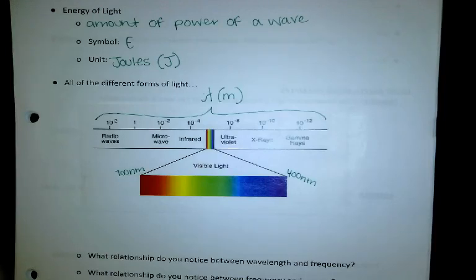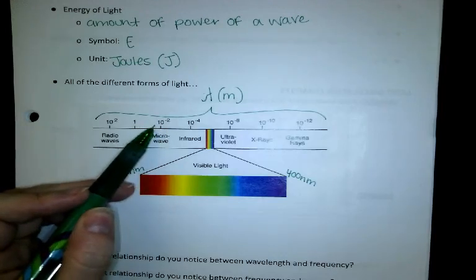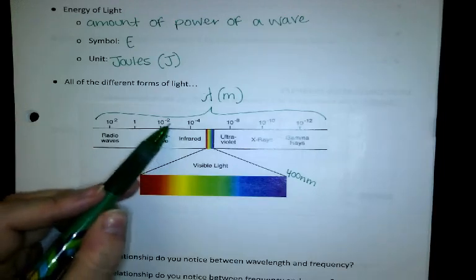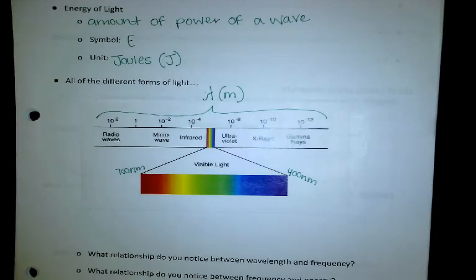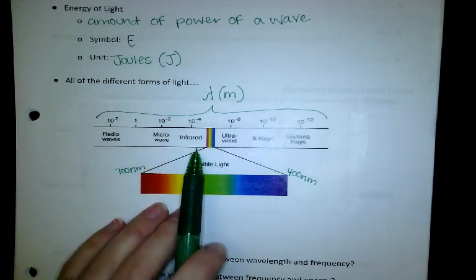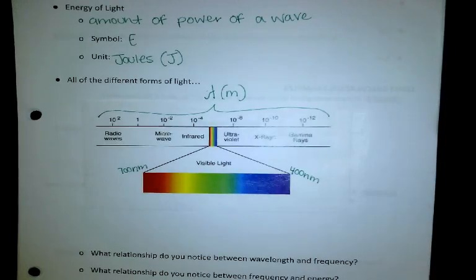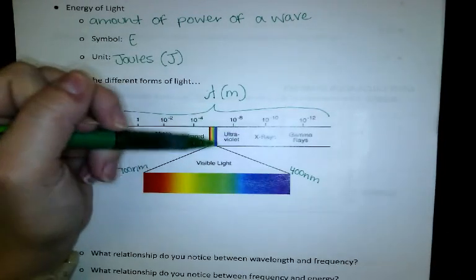And then we have microwaves. Microwaves are 10 to the negative 2 meters. You may think of a microwave oven to heat things. So those are actually smaller than radio waves, but bigger than what we can see. Then we have infrared. Infrared is what we use for night vision, and a lot of animals can see in infrared. Then we have our visible light spectrum. And after that we have ultraviolet, those UV rays.